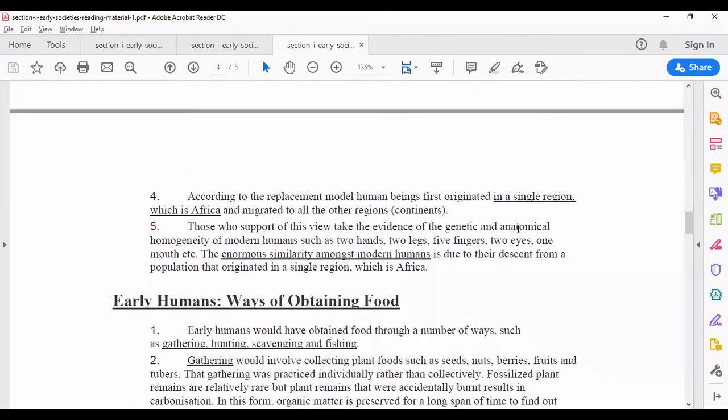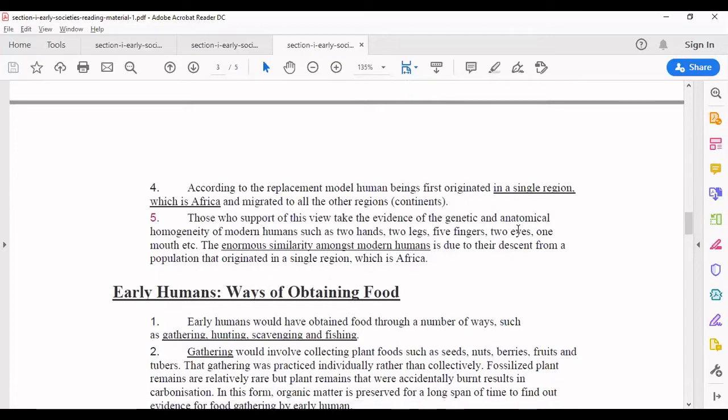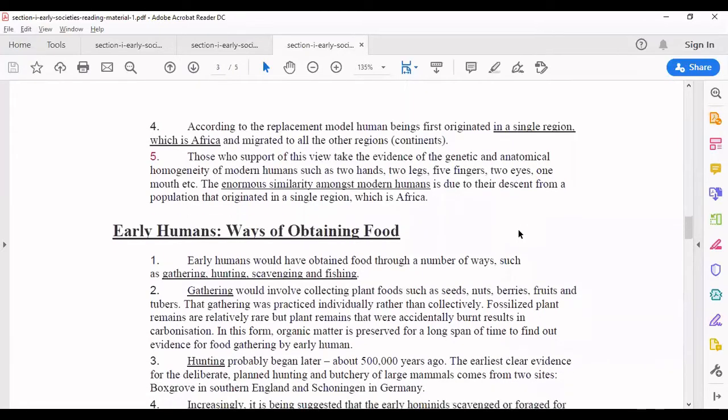And if you look at the replacement model theory, that is, human beings first originated in a single region in Africa and migrated to all other regions. All the scholars who advocate this view say that the evidence is the genetic and anatomical homogeneity of modern humans, that is, 2 hands, 2 legs, 5 fingers, 2 eyes, 1 mouth. This is the similarity between all of us. We are all homogeneous.